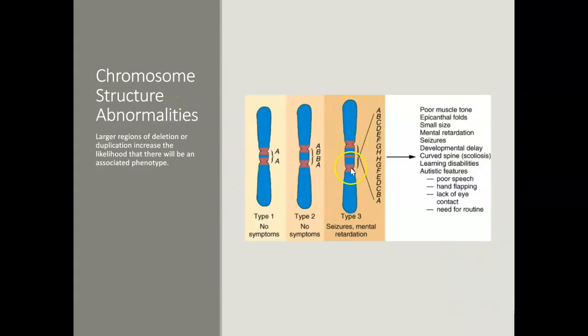So speaking of these structural abnormalities, deletions and duplications, the larger the area, the greater the number of genes that are being copied, the more likely it is that we're going to see some sort of consequence of that.